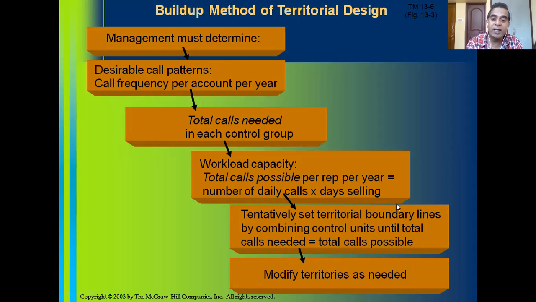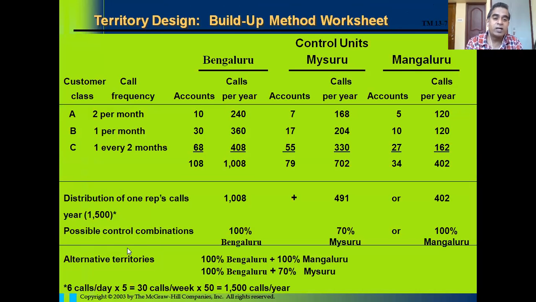So you need to go on combining the territories until the total number of sales calls in the territory comes closer to 1,500. If a territory has approximately 1,500 sales calls, for example 1,400 to 1,600, then only one control unit can be considered as one territory. But if the territories are smaller, you need to go on combining them until the total calls needed become close to 1,500, the total calls possible in our illustration. So let us do that now.